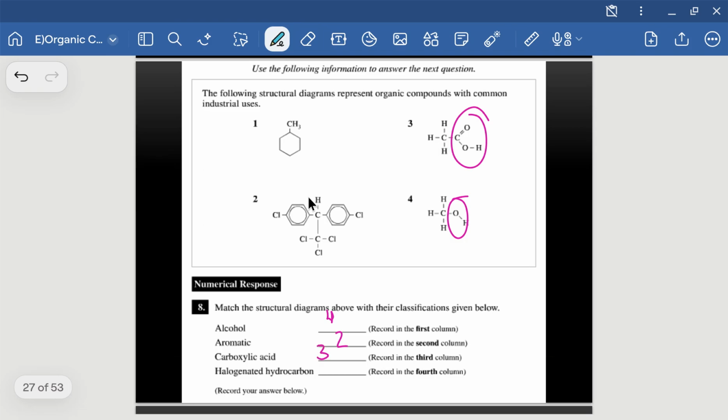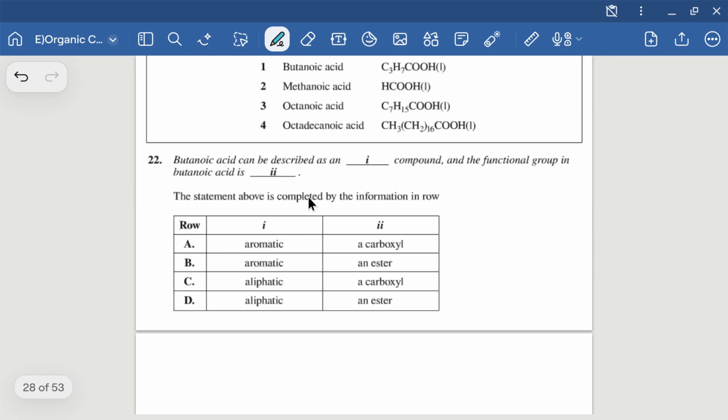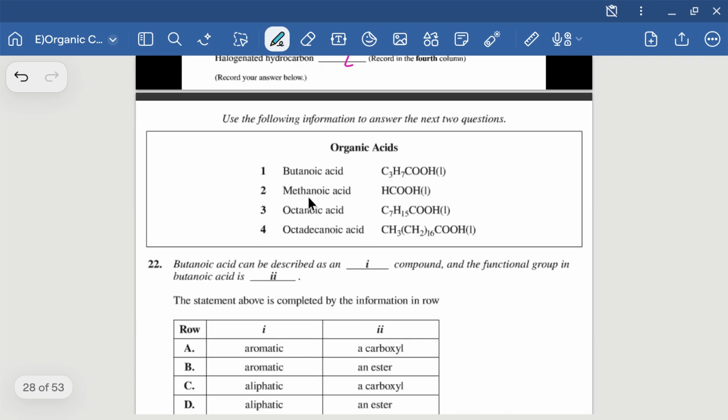Okay. Over here, you're looking at butanoic acid, can be described as, and the functional group is. So butanoic acid, you don't see any benzene, right? Butane is 4 carbons, and ending in COOH, you're a carboxylic acid. Oh, sorry. It's not aromatic because you don't see benzene. I meant to cross that out. And COOH. Okay.